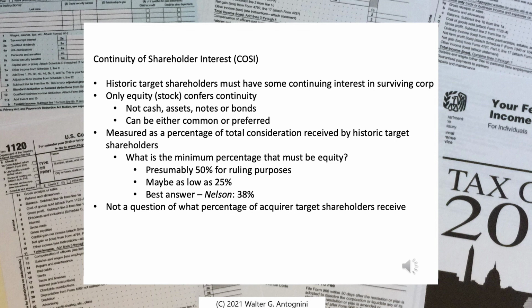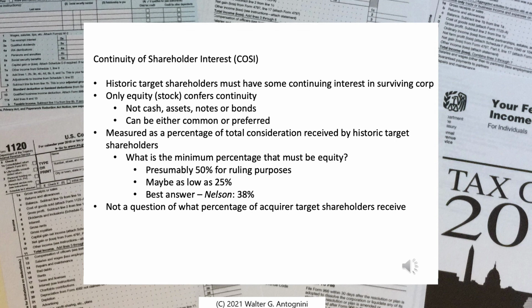Number three, the minimum amount of equity is measured as a percentage of what the historic shareholders of the target receive as consideration. So it's not an issue of what percentage of the acquirer stock the historic target shareholders receive. For example, if a two-person software company is acquired by Microsoft for stock that represents 1/1000th of a percent of Microsoft's outstanding stock, that satisfies the requirement as long as some minimum percentage of the historic target shareholders' total consideration is Microsoft stock. And again, it is the historic shareholders that this test is measured against.